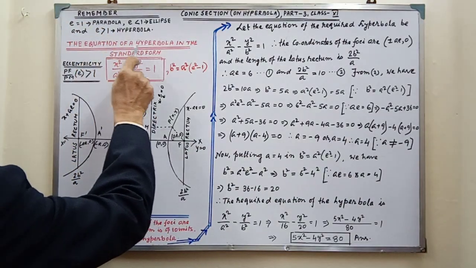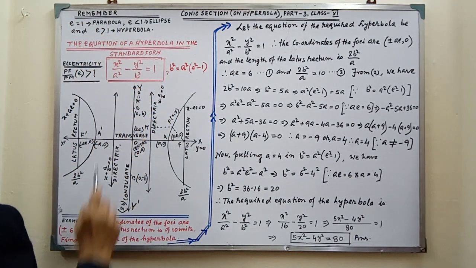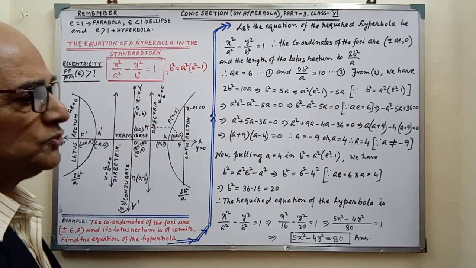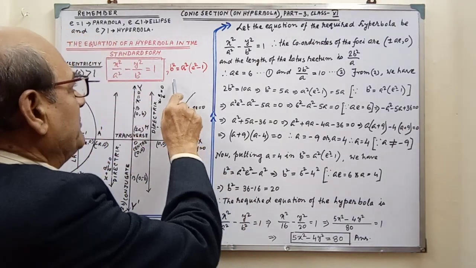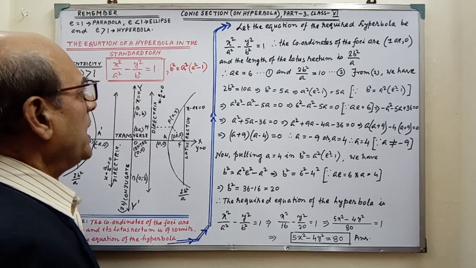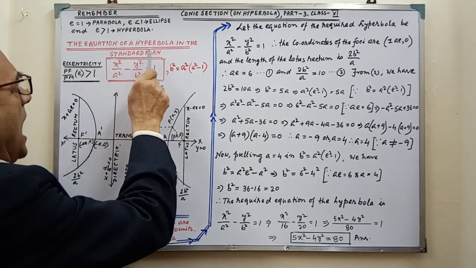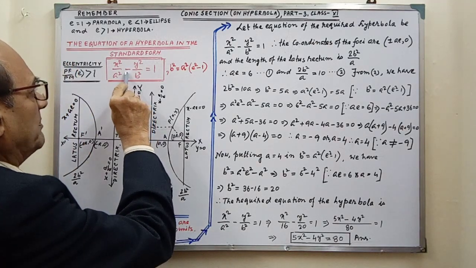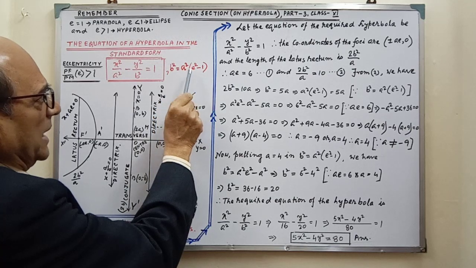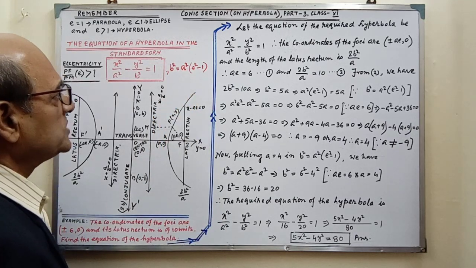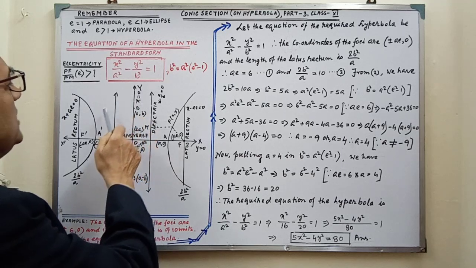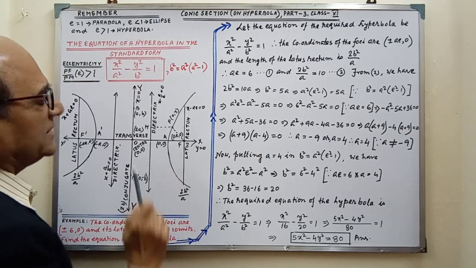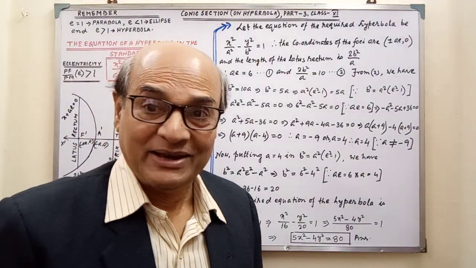Now, the equation of a hyperbola in the standard form is x square by a square minus y square by b square equal to 1, and b square equal to a square into e square minus 1. Hyperbola and ellipse have similarities. In case of ellipse, this sign will be plus and this is the same, that is b square equal to a square into 1 minus e square. Now you have to notice the diagram attentively, and the position and the terms you have to notice carefully.